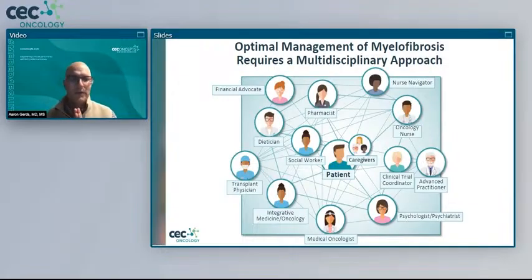We often think about multidisciplinary teams in the context of, say, lung cancer, where there's a surgeon, a medical oncologist, and a radiation oncologist. But really, myelofibrosis, in a very similar fashion, requires a multidisciplinary team to take care of these patients.